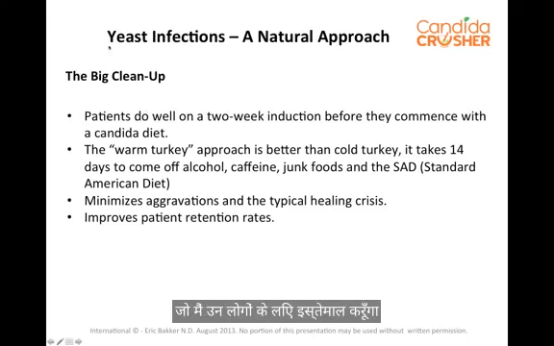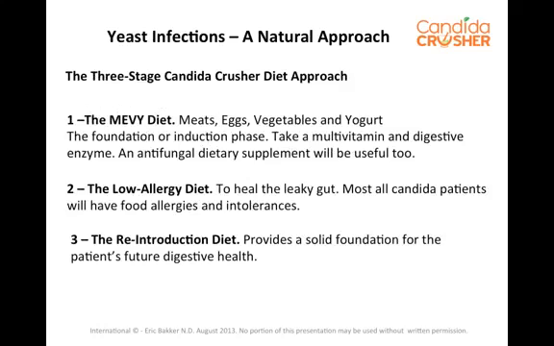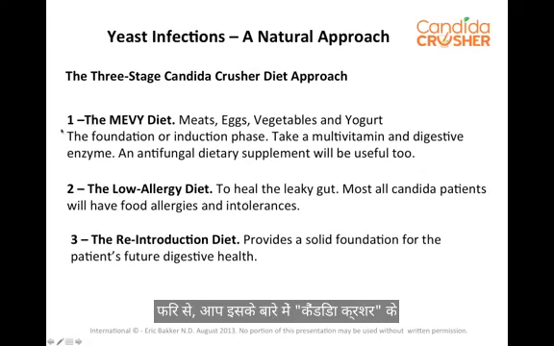This is mainly something I would use for people who live a conventional Western lifestyle of buying supermarket foods, working a normal 40-hour-a-week job, and being under low-grade stress. So these are the 3 stages to my Candida Crusher diet approach: the meat, eggs, vegetables diet, the low allergy phase, and the reintroduction phase. Again, you can read about this in more detail in chapter 7 of Candida Crusher.